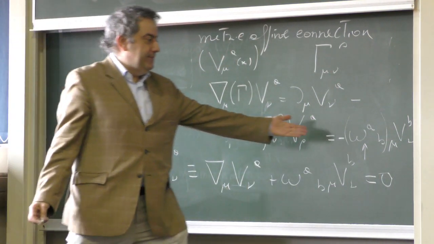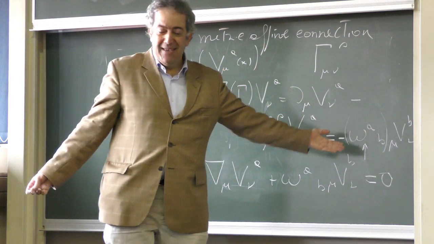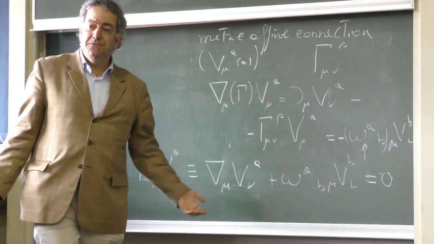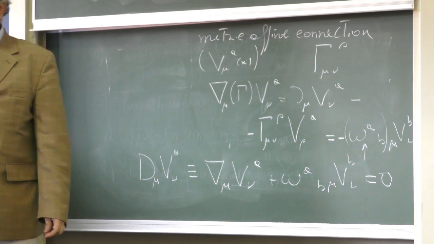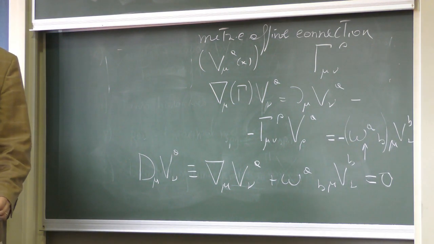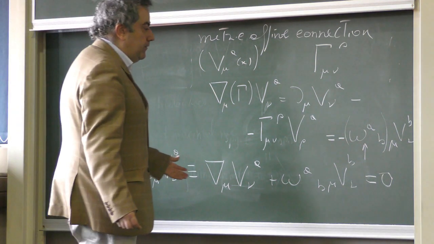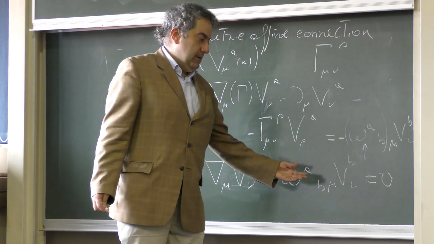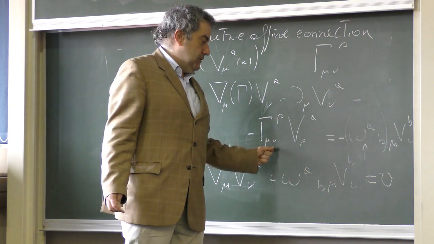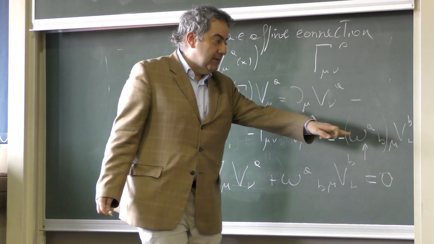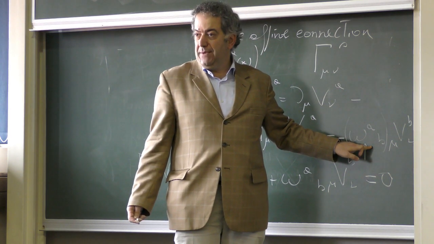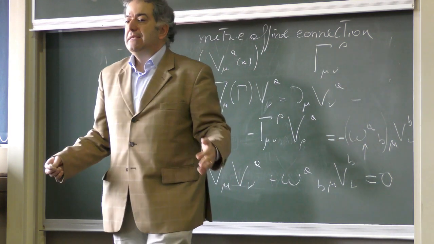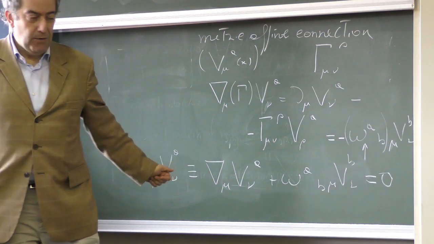But it's 0 because I define omega like this, so it's trivial. But this is the so-called first field bind postulate. Okay, first field bind postulate. So the covariant derivative of the field bind, covariant with respect to the space-time translation and the local Lorentz transformations, is 0. Okay.